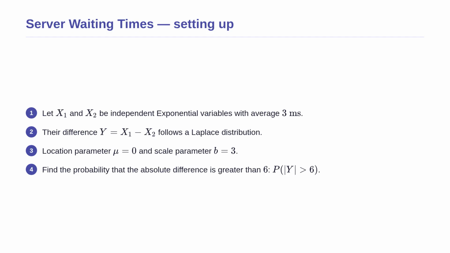Imagine two identical computer servers processing requests. The time for each follows an exponential distribution with an average of 3 milliseconds. We want the probability that the difference in their completion times is greater than 6 milliseconds. Because they are independent, their difference follows a Laplace distribution centered at 0 with a scale parameter equal to the average, which is 3. We need to find the probability that the absolute difference is greater than 6.